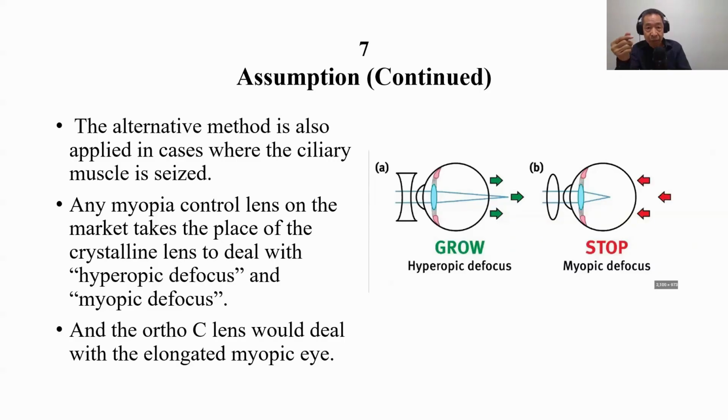It is also possible that the lens is not flexible at all. And that's another assumption I would talk about maybe in the future. But briefly, the alternative method is also applied in cases where the ciliary muscles seize. In this case, it's not partially relaxed at all, but totally seized. And spasticity had set in. It can occur not just in the severe myopic eye, but even in the moderate myopic eye.